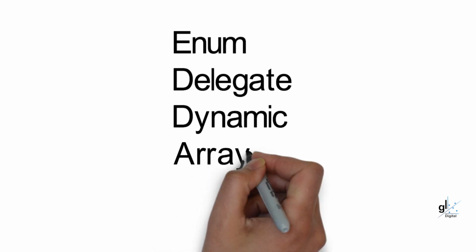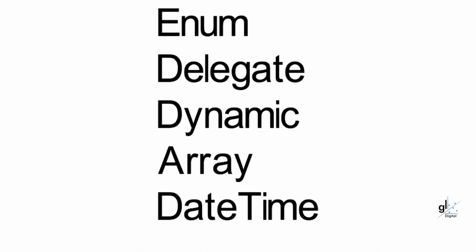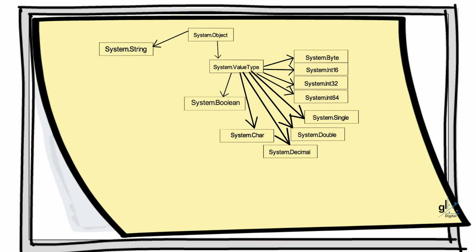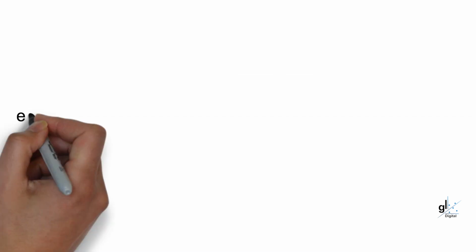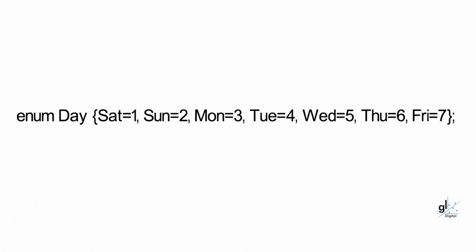Here are some other C# data types that were not included in the employee application. These data types are beyond the scope of this tutorial. This is because each of these data types will be discussed in more detail in upcoming tutorials. Here is a brief explanation of each of the data types. Enum. An enum is a value type consisting of a set of named constants. The enum keyword is used to declare a list of named integer constants.